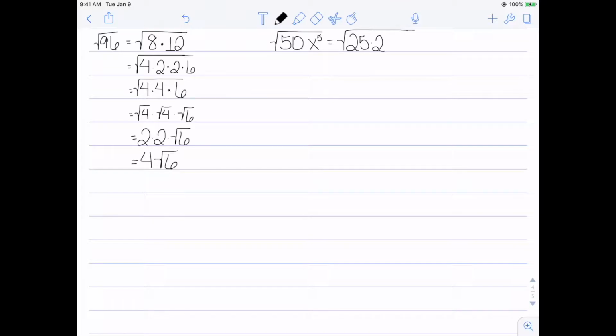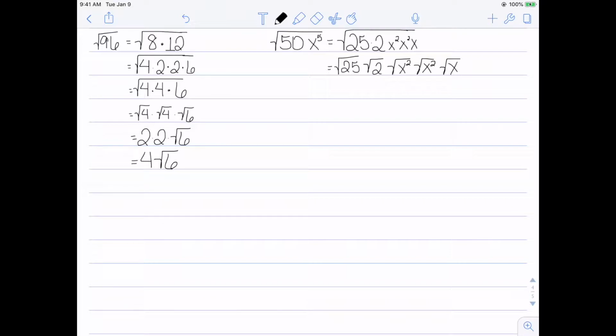Since I'm taking a square root, I'm going to want x squared, because a square root and a square cancel each other out. So I'm going to rewrite this x to the fifth in terms of x squared. So we write it as x squared times x, since when we add these exponents, we get back to x to the fifth. I can use that property that says I can break these up over multiplication. So now I have the square root of 25 times the square root of 2 times the square root of x squared times the square root of x squared times the square root of x.